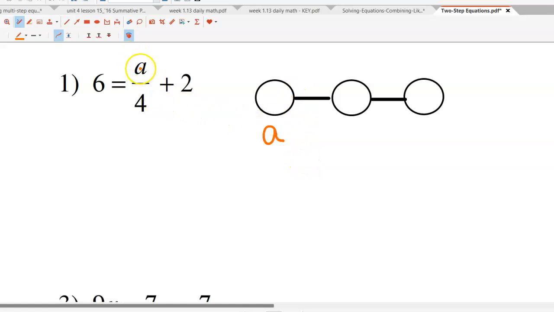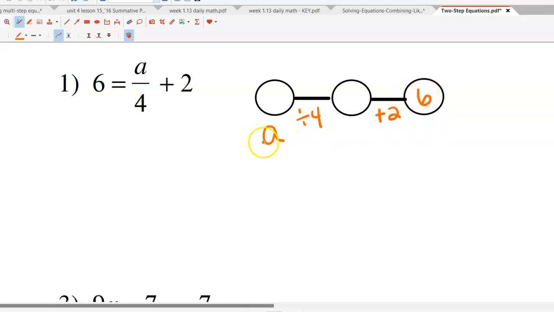Where I see a here, the first operation that I see is dividing by 4. So a is being divided by 4. And then the next operation I see is adding 2. So I'm going to put plus 2. And I know this expression all equals 6. So my last circle here is going to be what it equals.